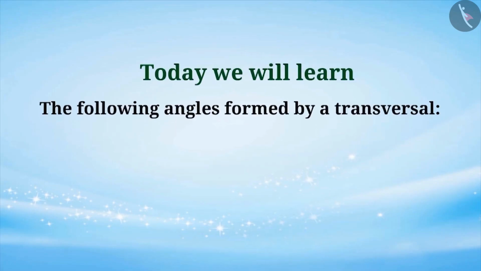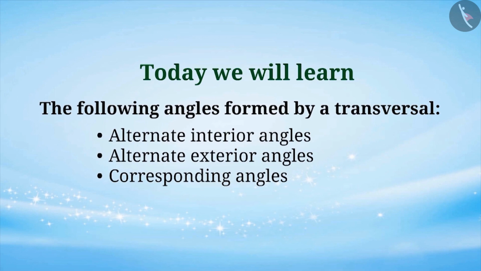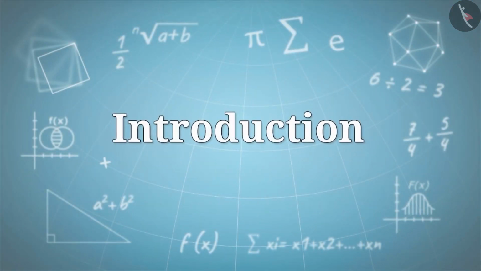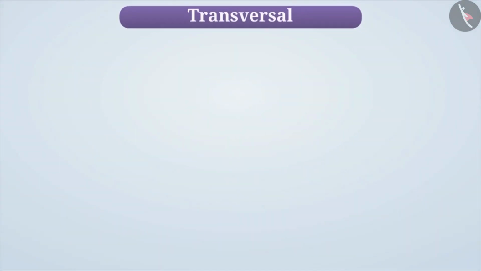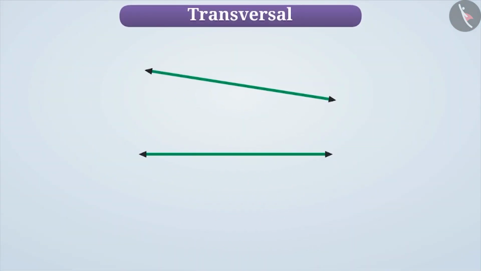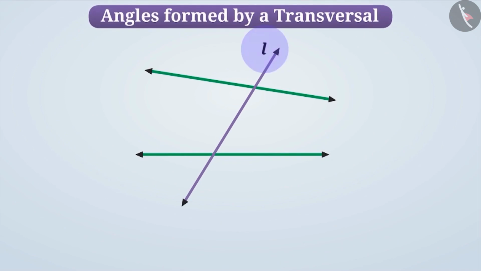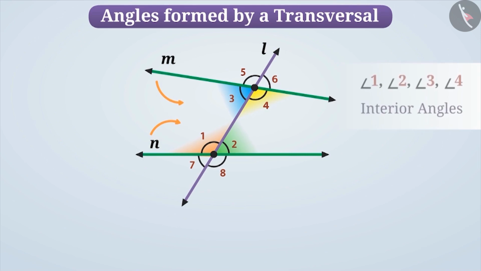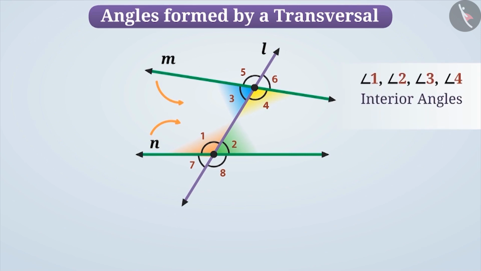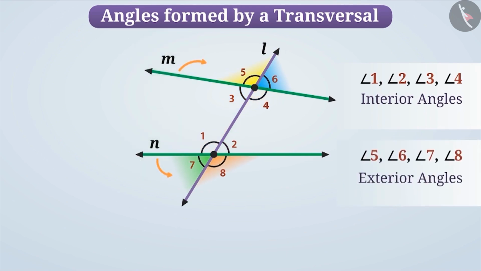Today we will learn about the following angles formed by a transversal. In the previous video, we have learned that a line that intersects two or more lines at different points is called a transversal. When a transversal intersects two lines, then a total of 8 angles are formed. The angles which are interior to the two lines are called interior angles. The angles which are exterior to the two lines are called exterior angles.